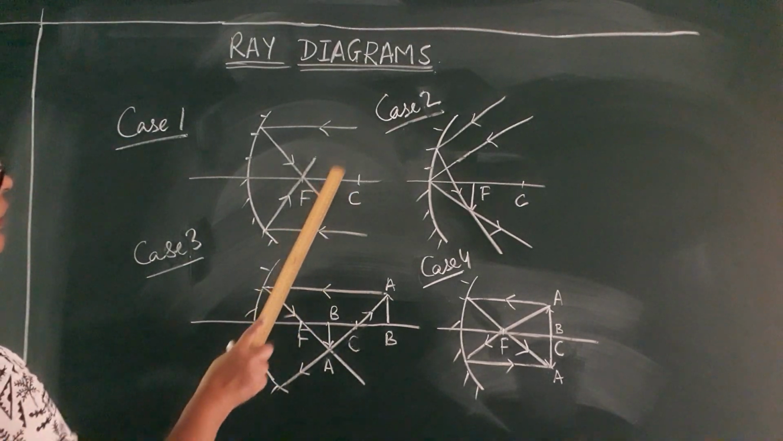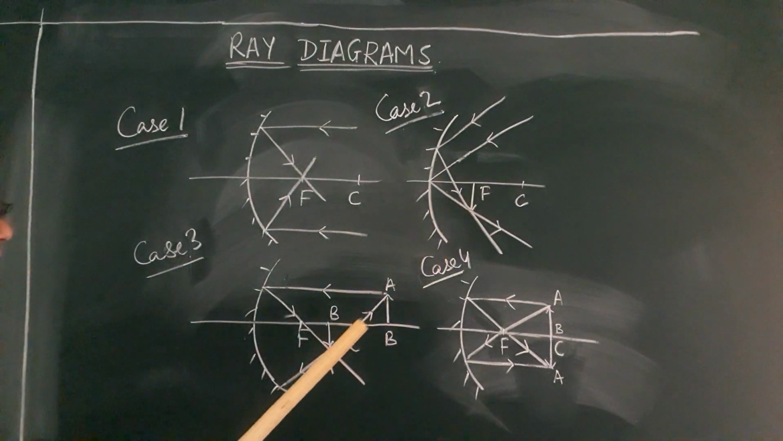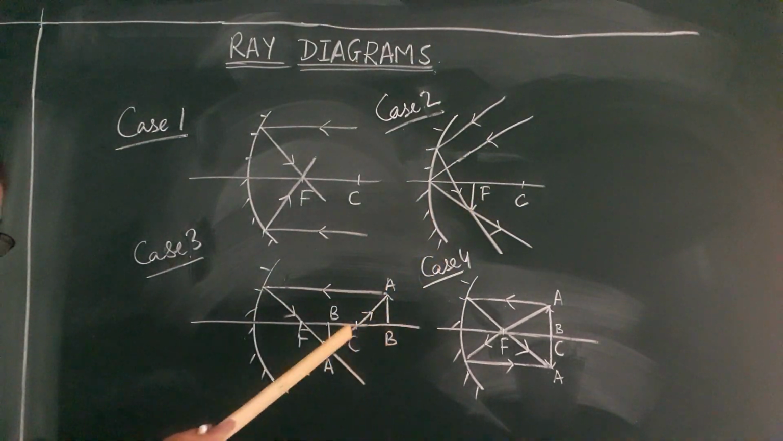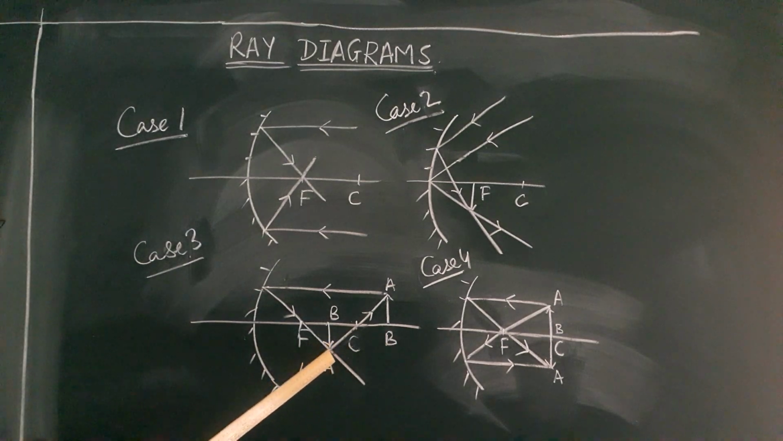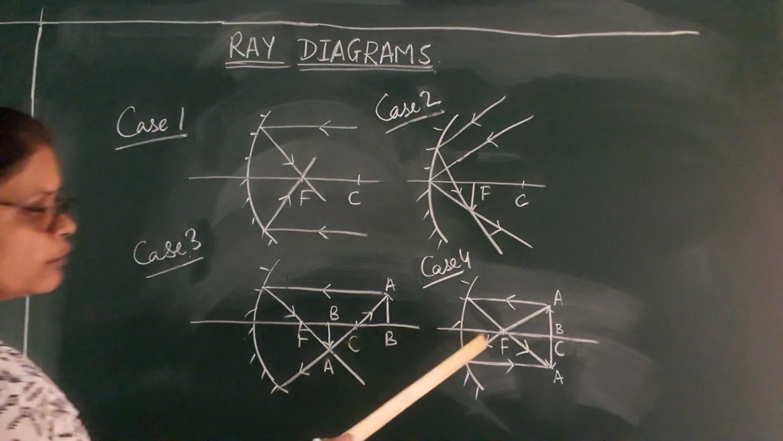See, here the object was far away and the image was formed at F. Now when the object is brought closer and closer, where is the image formed? It is moving away from F. It is formed between F and C. And here it is formed at C.